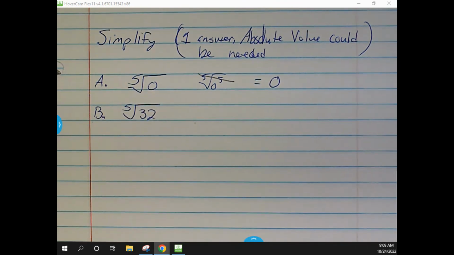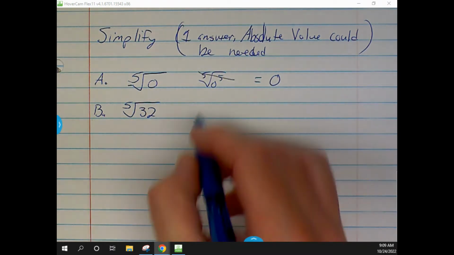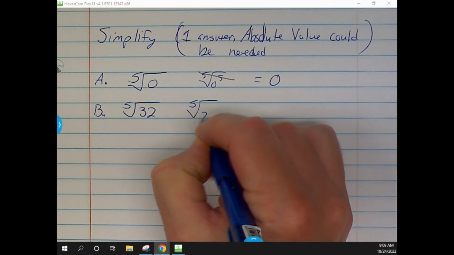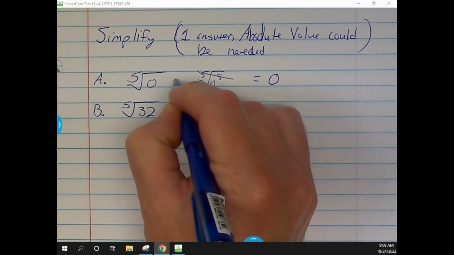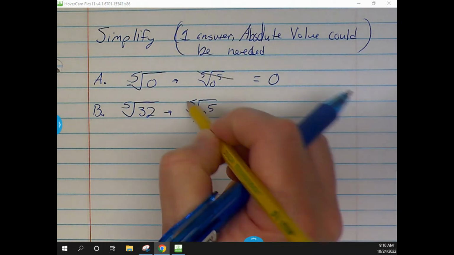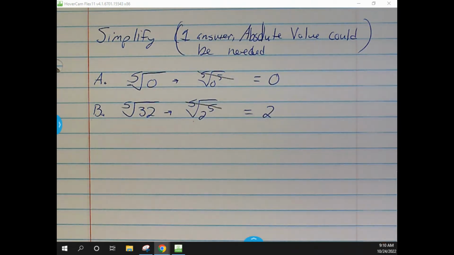All right, fifth root of 32. Go through your powers of 2. That's the fifth root of 2 to the fifth. And again, those will cancel. Answer's 2.